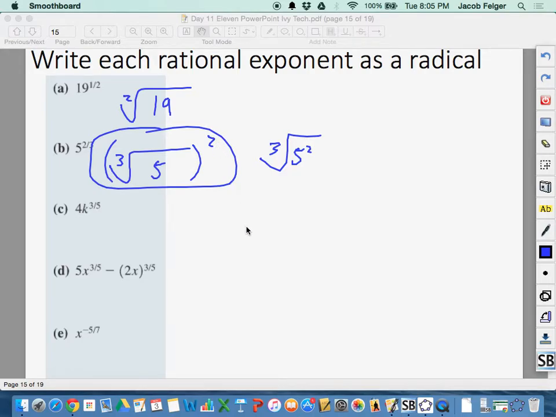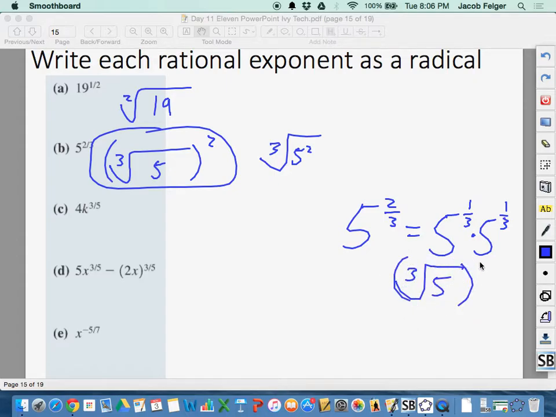Which really should make sense, I hope, because 5 to the 2/3 power is the same thing as 5 to the 1/3 power times 5 to the 1/3 power. Because remember, when we multiply these bases, we add the exponents. So really this is like 2 copies of the cube root of 5. When we write that out, we write the cube root of 5, and then we have 2 copies of that, which is why the numerator goes on the outside of the whole thing.